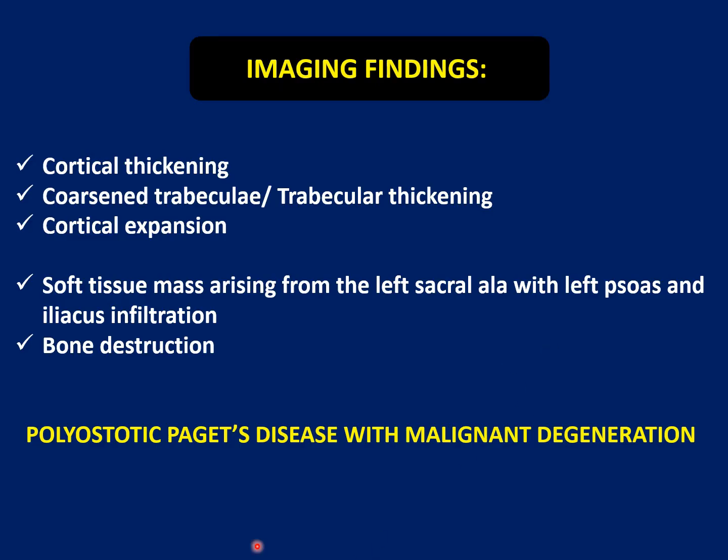So to summarize the imaging findings, there is cortical thickening, quiescent trabecula and cortical expansion. This triad of findings, called the pathognomonic triad of Paget's disease, was present in this patient, which was involving multiple bones, the right femur, both pelvises, predominantly the left hemipelvis, the sacral ala. Apart from that, there was a soft tissue mass which was seen arising from the left sacral ala with infiltration of the left psoas and iliacus muscle. There was evidence of bone destruction which was noted in the left iliac bone. So these imaging findings were suggestive of polyostotic variant of Paget's disease with malignant degeneration arising from the left sacral ala.